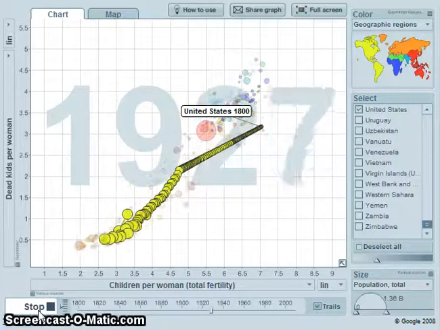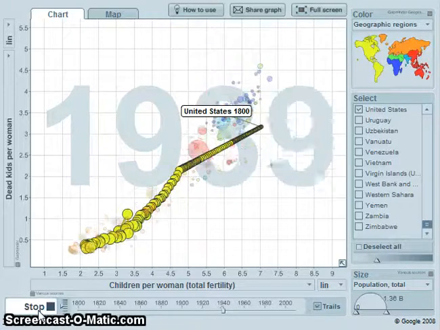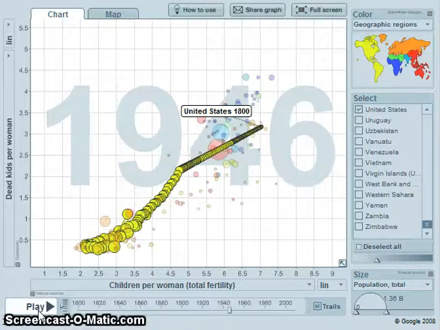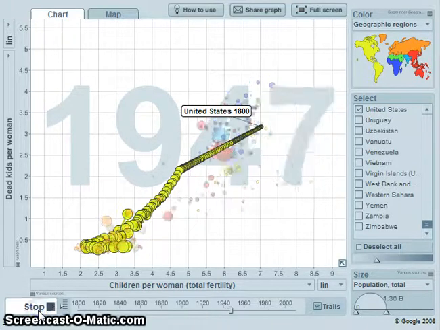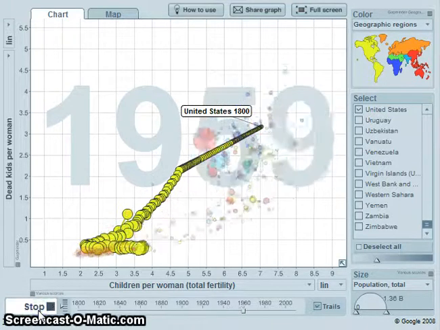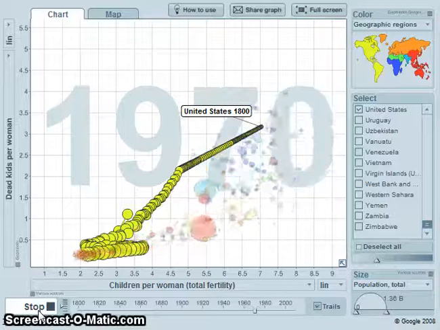Right there was the Spanish influenza. And right here, in 1940, you can see the births begin to increase. And in 1946, the baby boom hits, and it ends in 1964. After that, the U.S. resumes the trend of the rest of the world, and this slowly decreases.